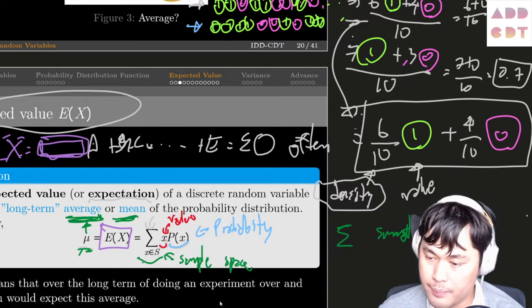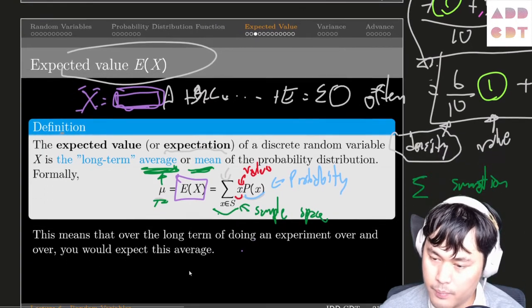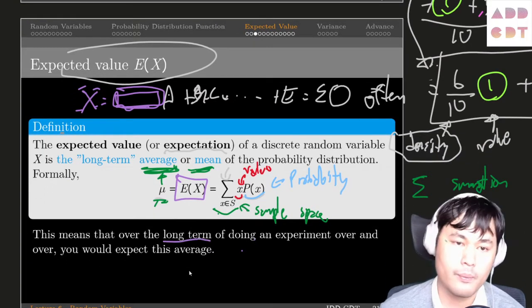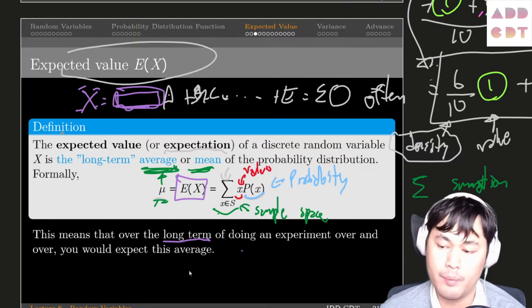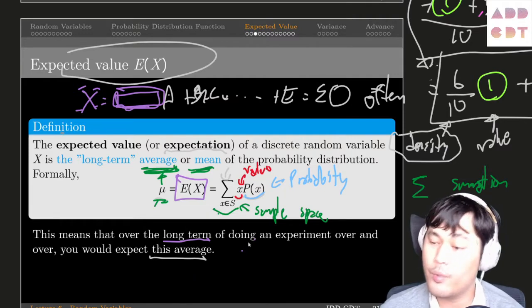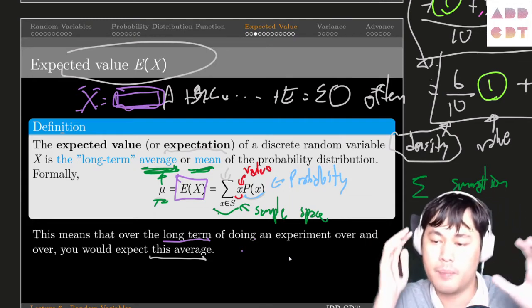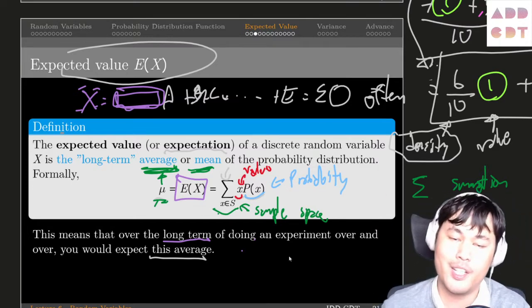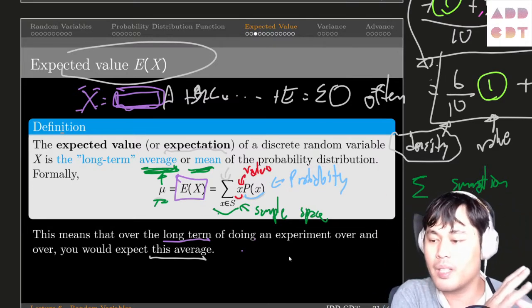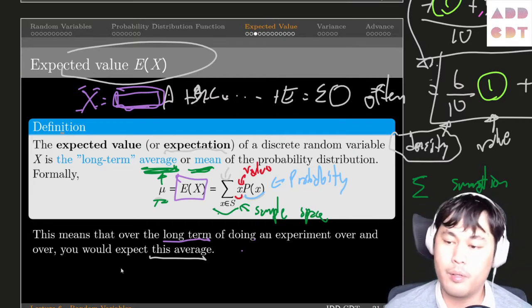And again, that describes the long-term average. If you repeat the experiment enough times, you're going to get to this average, without having to do the experiment at all. If you have all these numbers, you can compute the expected value, and you can guess in advance that if we actually use these numbers in the real world, then the average should be close to what we have already computed beforehand.